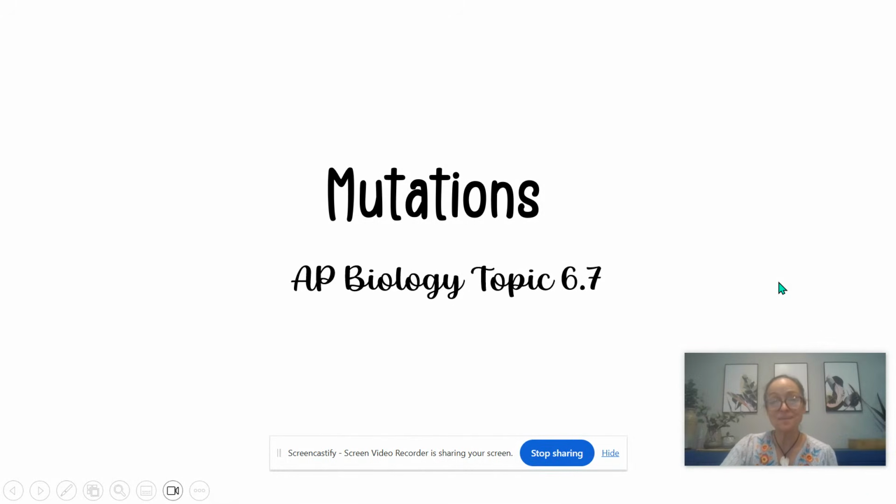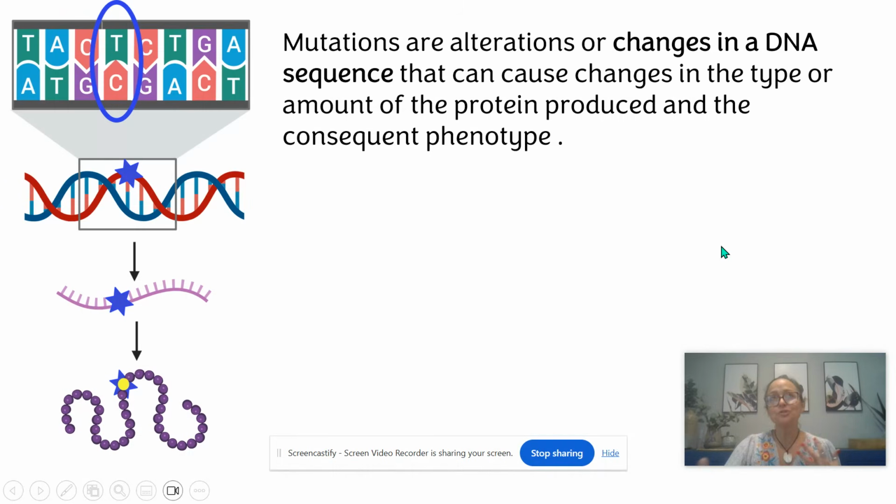Okay, so this is an updated video on mutations for AP Bio, specifically topic 6.7. When we talk about mutations, there are two major kinds or categories of mutations. There are large-scale chromosomal mutations where whole sections of chromosomes can be deleted, inserted, flipped, or put onto different chromosomes. I'm not going to talk about that kind of mutation in this video.